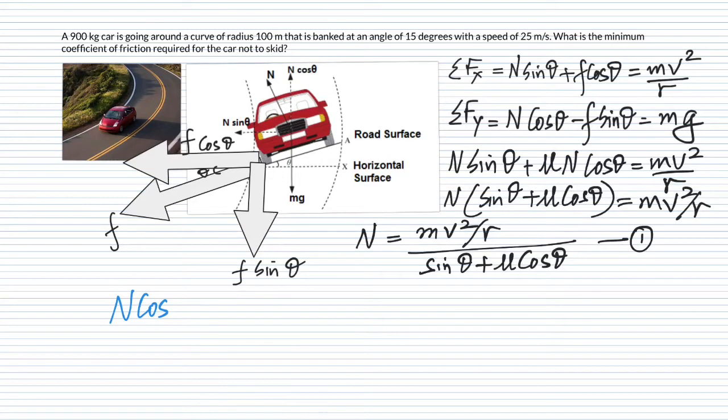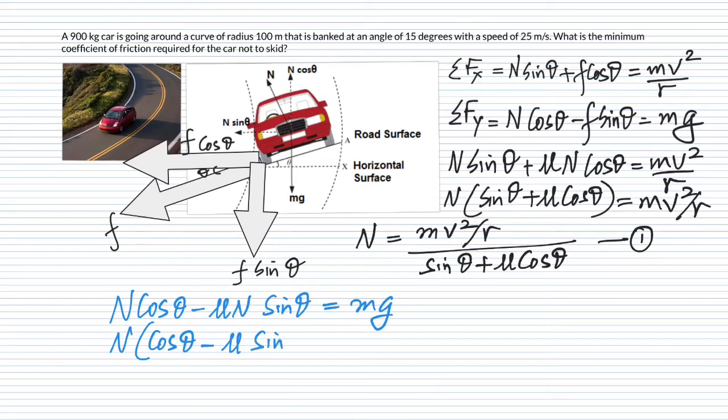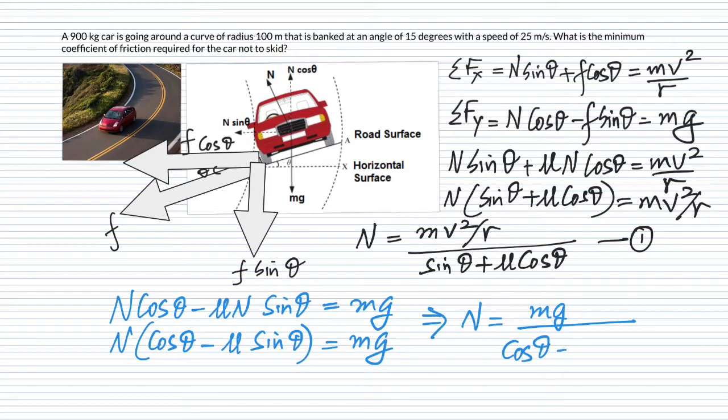And then I'm going to do the same thing and separate n from the second equation. So once again, friction is mu times n. So n cosine theta minus mu n sine theta is mg. Then again, take out n as a common factor, and then make n the subject as before. So you get n as mg divided by cosine theta minus mu sine theta. So that gives us equation number 2.